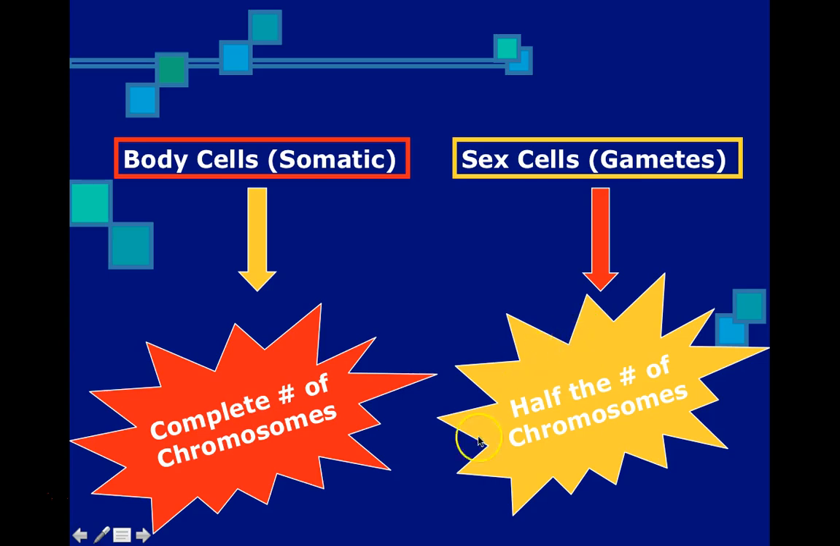So they don't have 22 pairs of autosomes. They just have 22 autosomes, and they have one sex chromosome. So it's either 1X or 1Y. These are the cells that help fertilize the egg. So the egg for the female is going to be the gamete, and the sperm for the male is going to be the gamete, so that when they come together, they will then form enough genetic information for the new generation for the body cells.